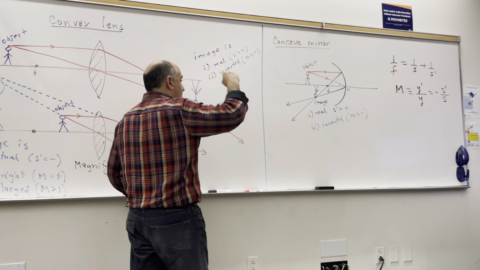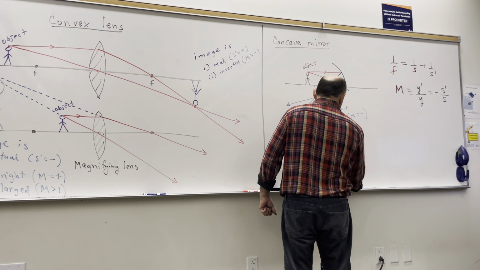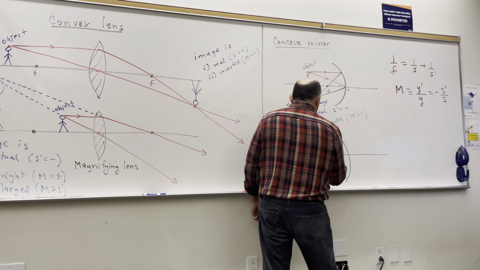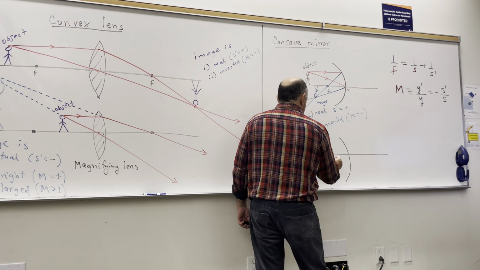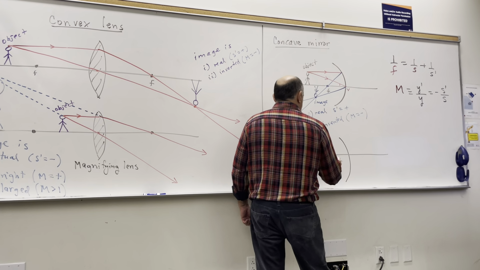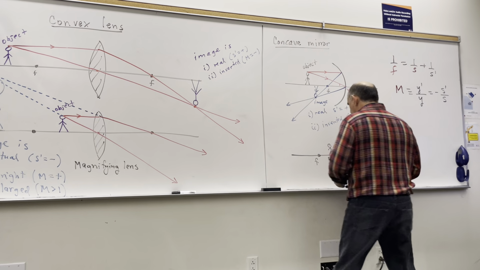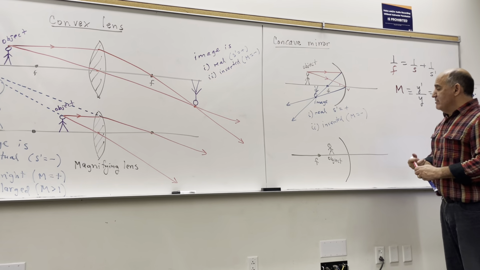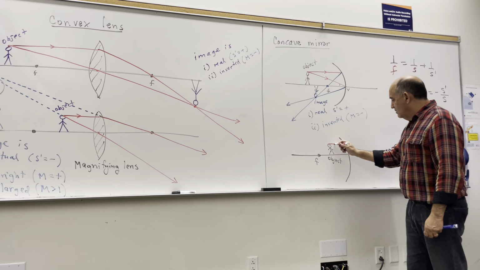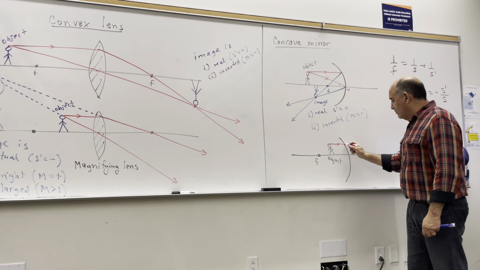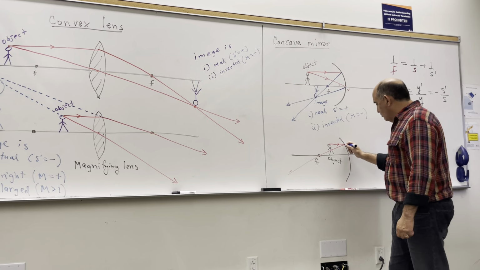Now, what if you consider the same mirror, but now, here's the focal point. Now you place the object between the focal point and the mirror. So where will this image be created by this same mirror, concave mirror? Same object, same mirror. So then I go like this, parallel to the principal axis, and then after reflecting, it's going to go through the focal point.